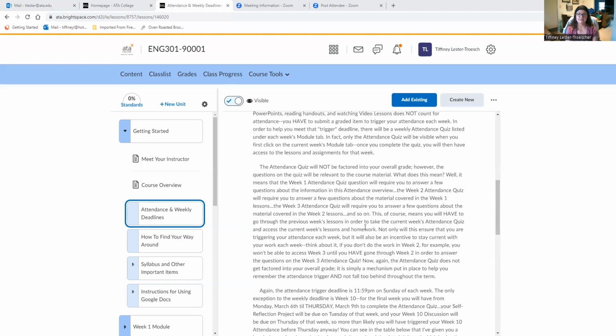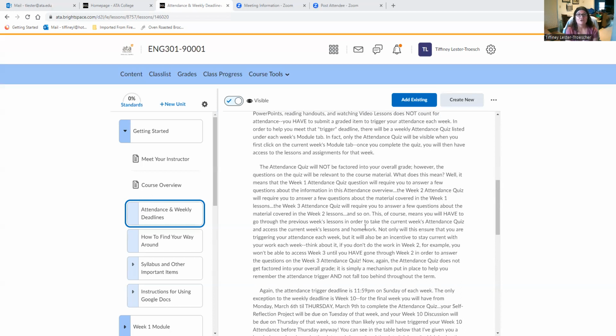But again, this is just a very brief overview of how attendance works in online classes. Make sure you're submitting that graded item each week to be counted present. Make sure that you are preferably staying current in the course. But if something happens, make sure you're catching up in the course, right?